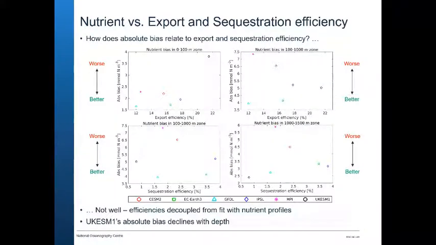So how does this compare to export and sequestration efficiency? Unfortunately, this is where I've come unstuck, actually. I can find no interesting patterns here at all. The models are very divergent. There's no good relationship between the nutrient bias and whether you export a lot or sequester a lot. I'm still trying to get my head around this. These plots we've done quite recently, but they are one of a piece with the uncertainty in this part of the model.